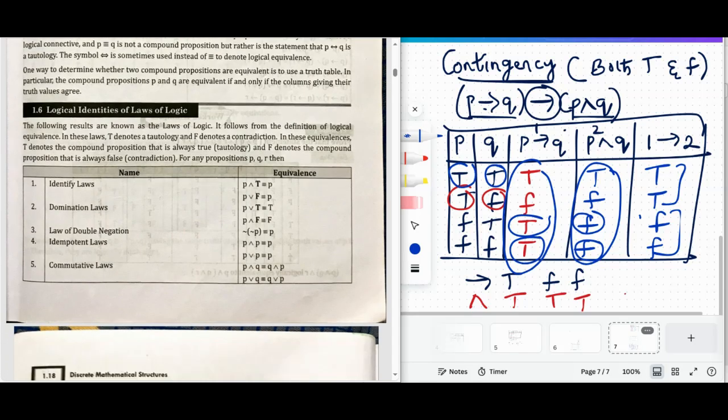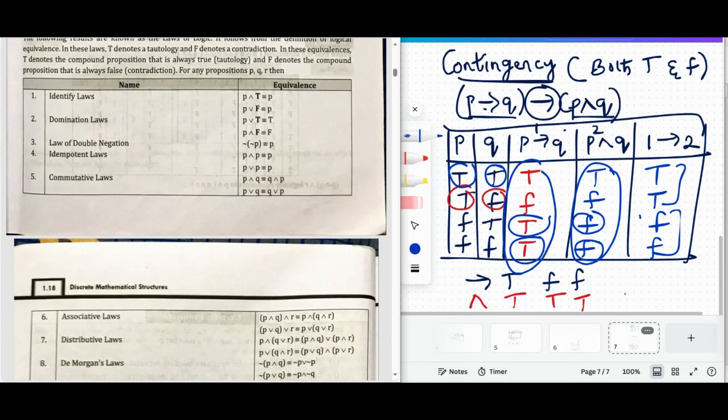So you have here logical identities or laws of logic. We have many different laws they have given, but here we will just discuss some of them. First one is the identity law: P and T is P, P or F is P. Then you have the domination law: P or T is T, P and F is F. Then you have the law of double negation: negation of negation of P is P itself.